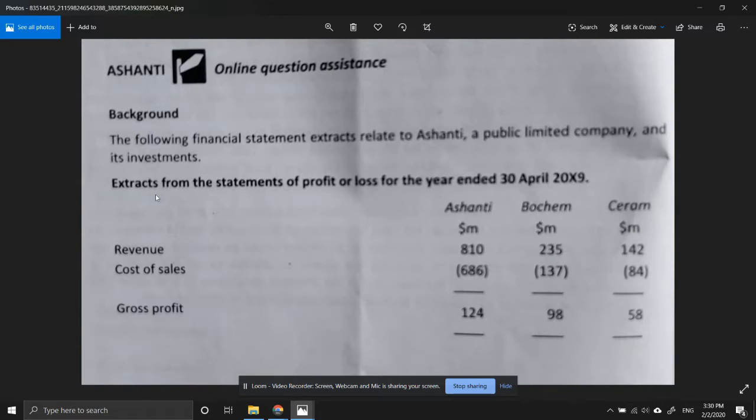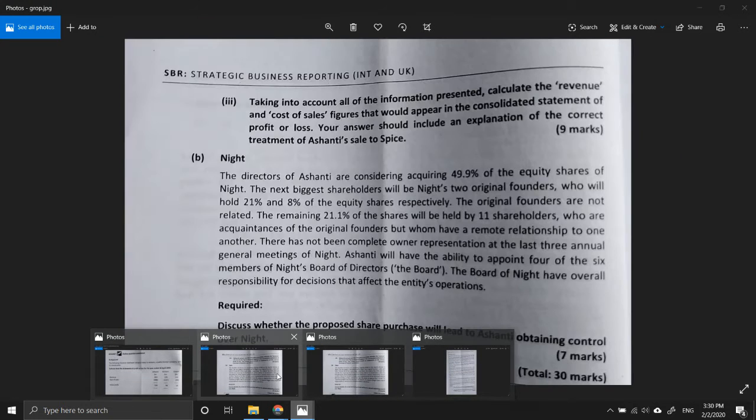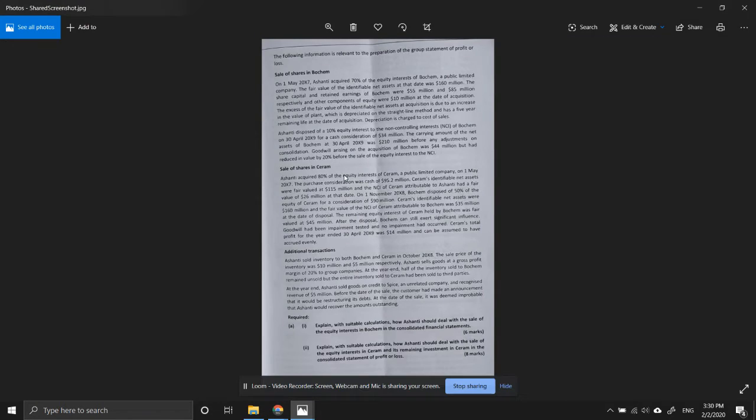Okay, so what we are given is that the following financial statements extracts relate to Ashanti, a public limited company, and its investment, right? We've been given the revenue, cost of sales, and gross profit is also given, okay? What we are required to do is explain with suitable calculations how Ashanti should deal with the sale of equity interest in Bochem in the consolidated financial statement, right? The second part is about the equity accounting method, which is about Serum.